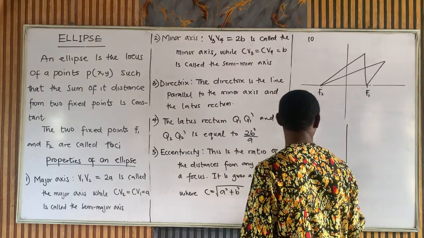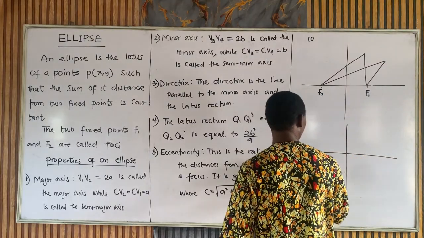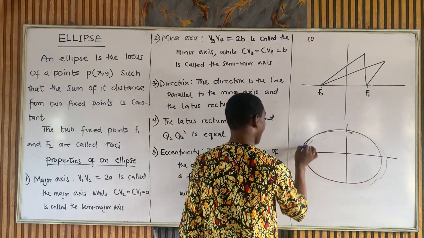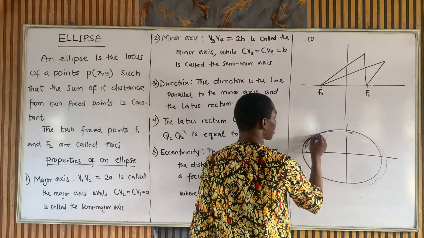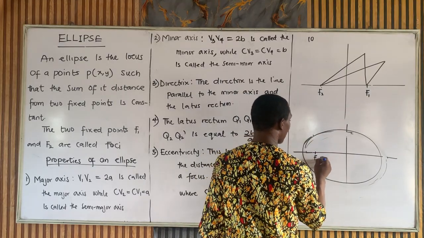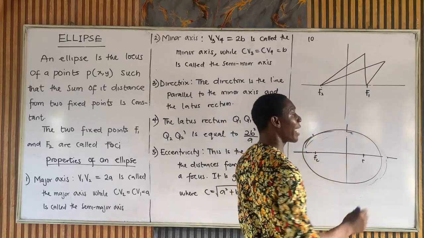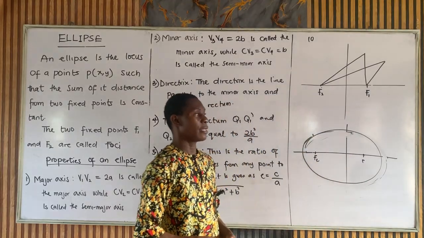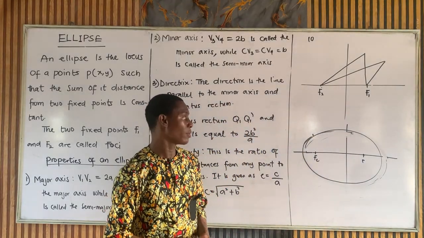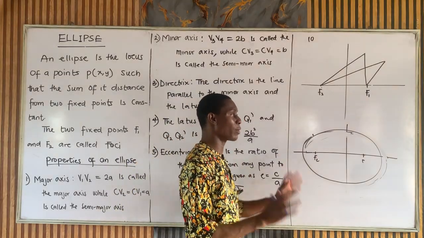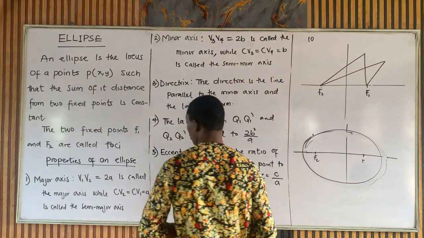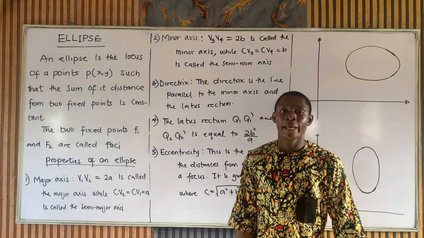So an ellipse simply looks like this. Every point along this curve has an equal sum of distances from F2 and F1. If you sum the distance from here to here and the distance from here to here, you will have the same value at any other point. So that's what the ellipse is all about.